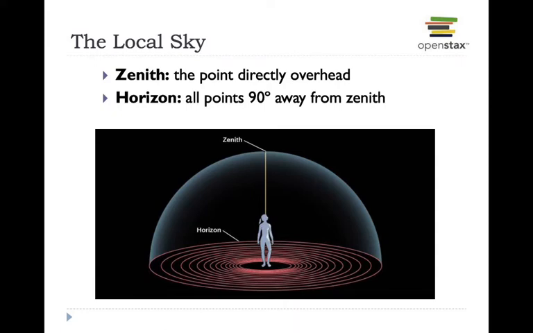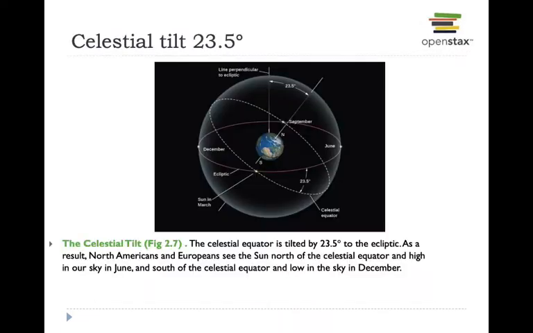A bit of vocabulary when we're looking at the night sky. The zenith is always the point directly over your head, and the horizon is directly in front of you, so 90 degrees away from the zenith. Hence the horizon. And the Earth has a slight tilt to it, 23.5 degrees. So our north doesn't actually align with the sky's north, what we call the celestial tilt. So we're slightly off center, and that changes our celestial equator and the ecliptic.